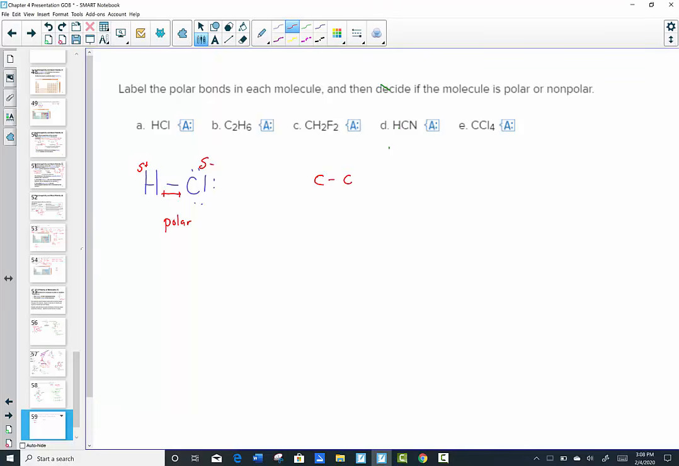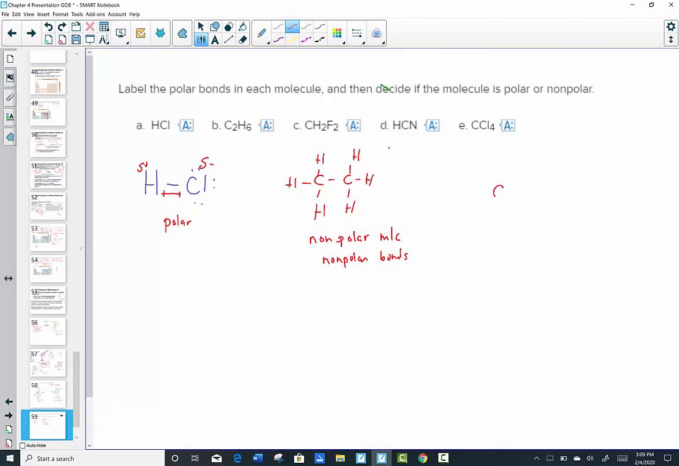C2H6, our molecule looks like this. We'll learn to call that ethane in organic chemistry, a hydrocarbon. This is a non-polar molecule. It is a very symmetrical molecule. All bonds are non-polar. Pretty unexciting molecule.